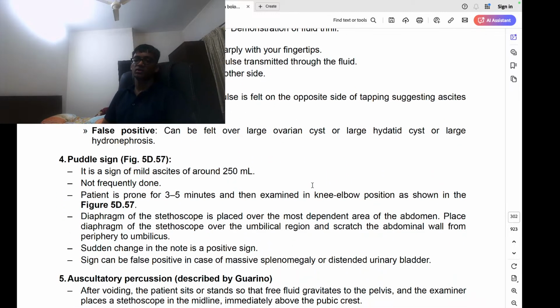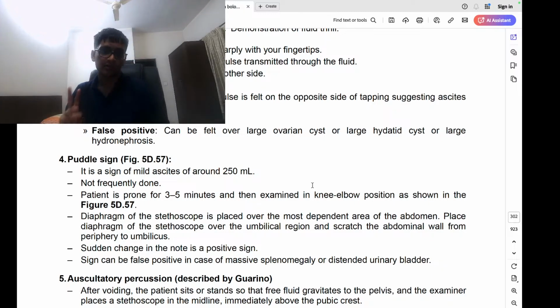So if it is positive, a palpable impulse is felt on the opposite side of tapping, suggesting ascites of more than 2 liters. In shifting dullness, you need more than 1.5 liters, but here you need more than 2 liters. Negative, no impulse will be felt. A false positive can be felt over a large ovarian cyst, large hydatid cyst or large hydronephrosis.